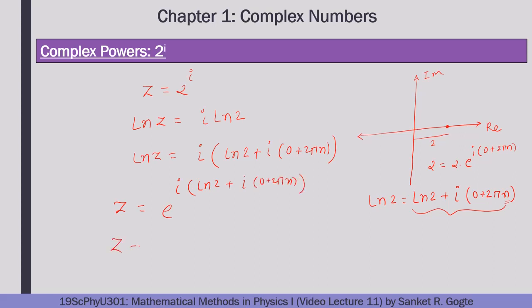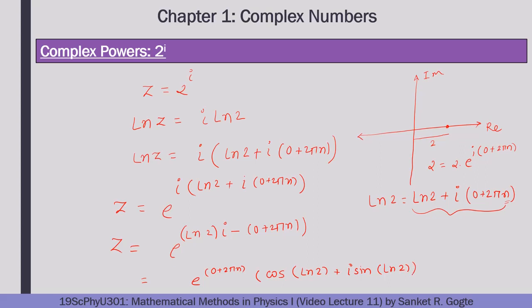So z therefore is equal to e to the power log 2 into i minus 0 plus 2 pi n. Now you can calculate this exponential. This is going to be equal to e to the power 0 plus 2 pi n into cos of log of 2 plus i sine of log of 2.